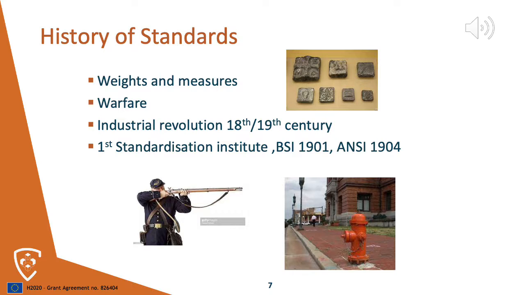With the lessons learned, the US started many standardization projects. In 1904, the ANSI, American National Standards Institute, was established. A few years earlier, the British Standardization Institute, BSI, had been founded as well.